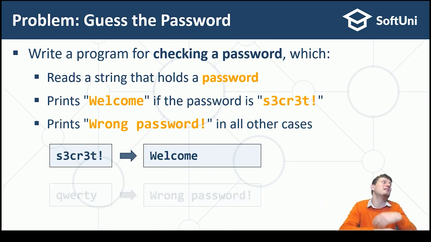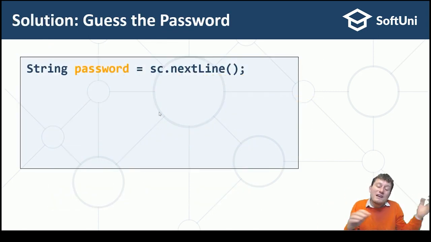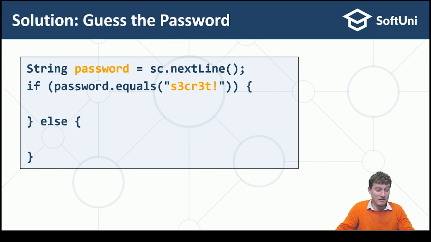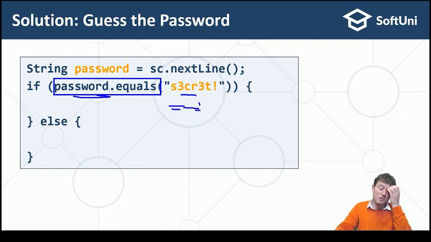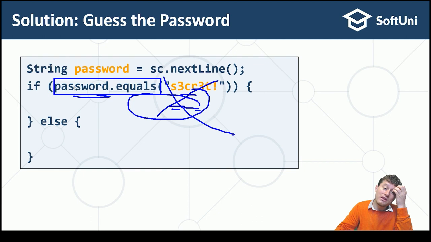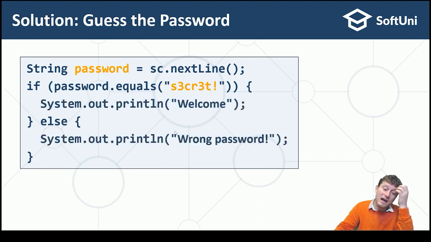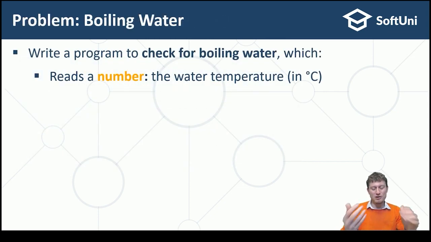It's stupid, it's bad, it's unpleasant, but this is how it works. So you read the password and you check with password dot equals the other one, and equals operator doesn't work. Okay, if it is correct, welcome, otherwise print wrong password. Okay, let's go ahead with the next problem.